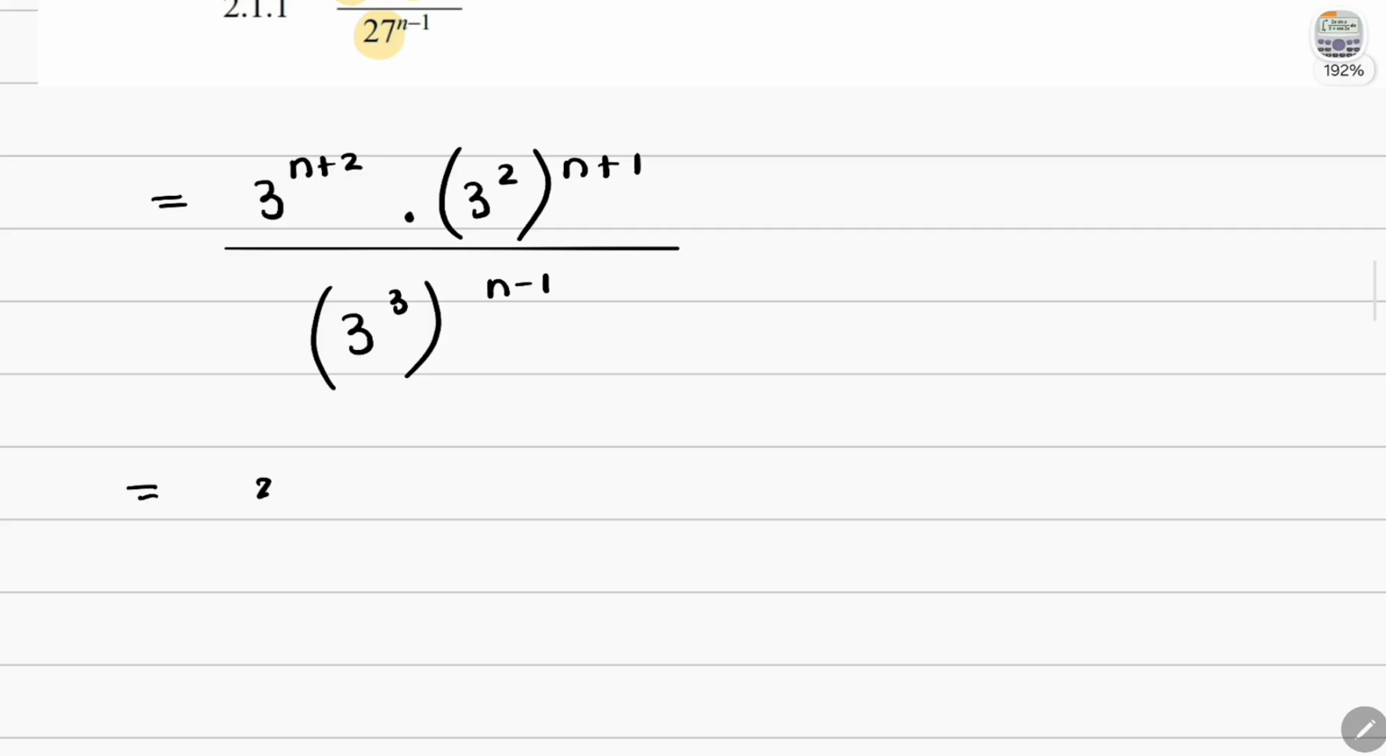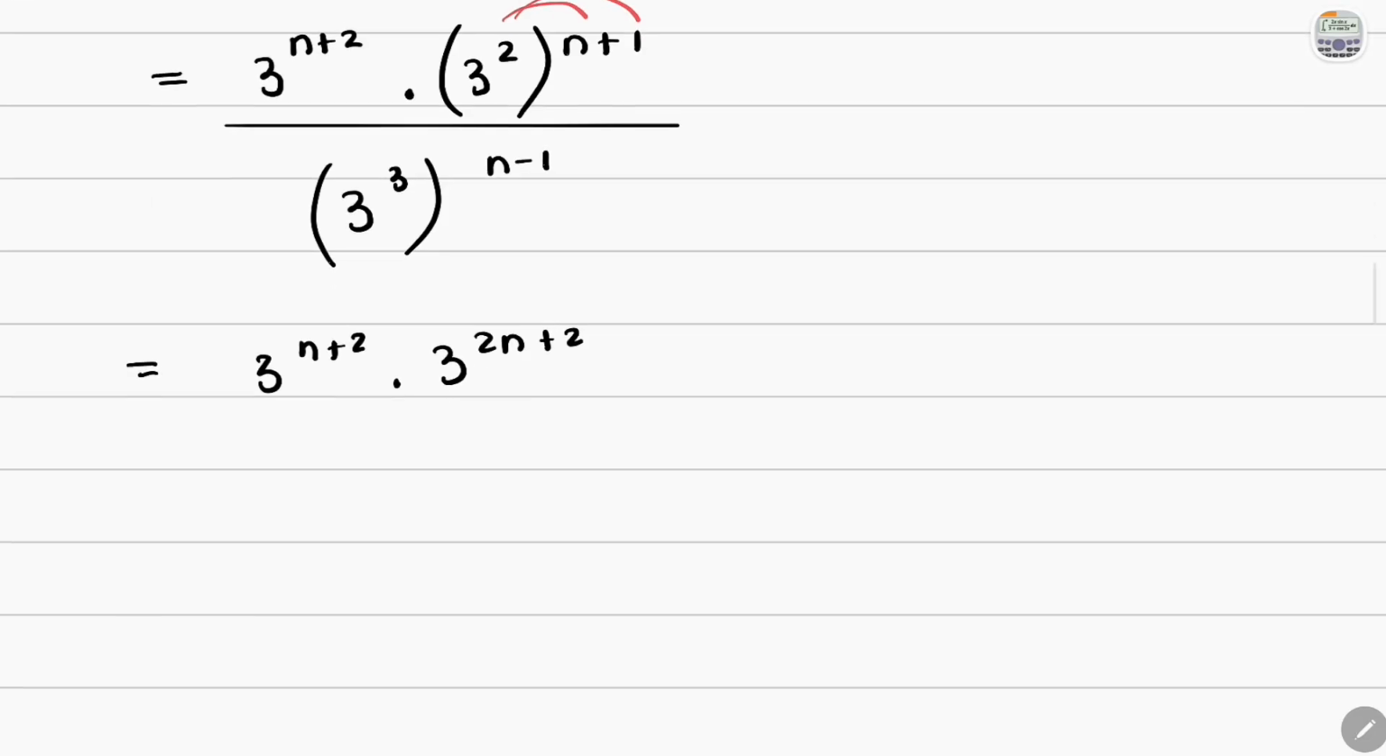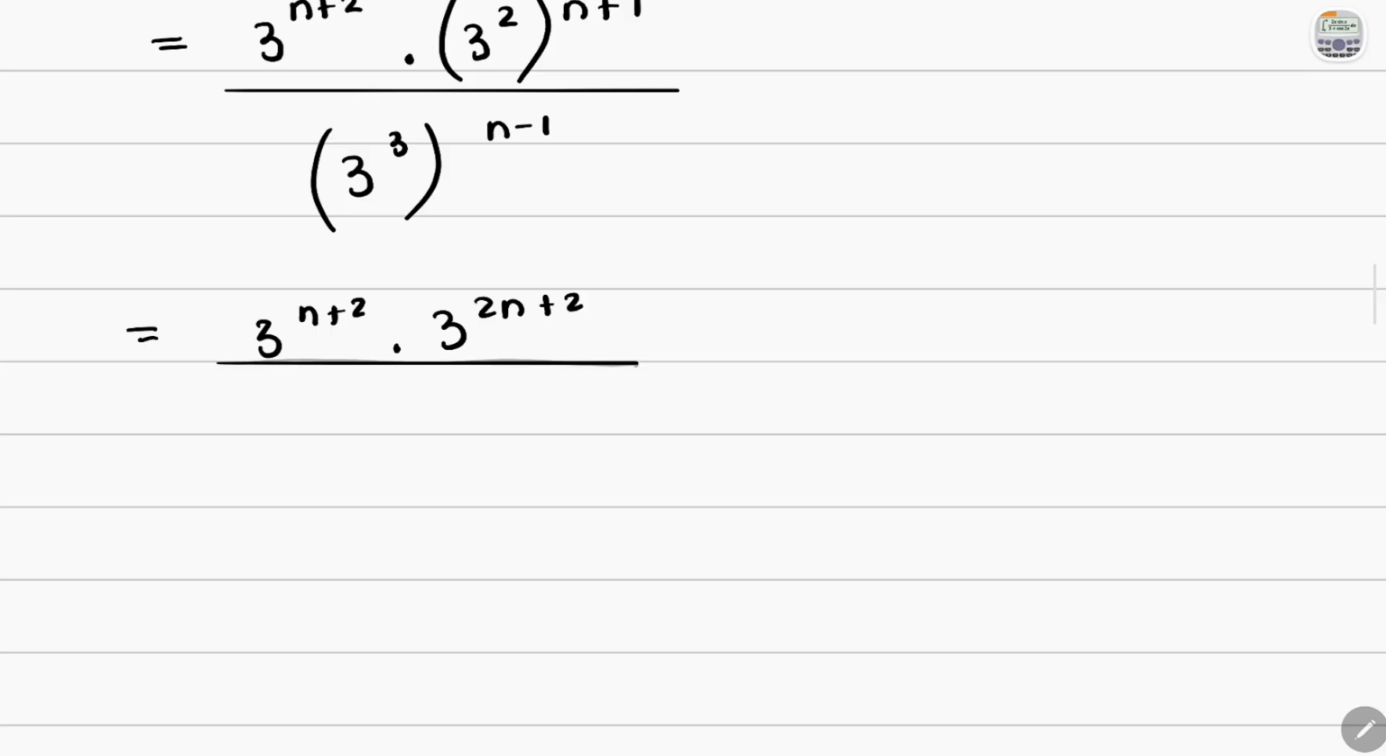So this is equal to 3 raised to the power of n plus 2 multiplied by, now you see here your exponents are going to multiply. If you're saying this entire base is raised to the power of exponents, the exponents will multiply. But you have 2 terms here and 1 term here, so the 2 is going to multiply to the n and the positive 1. So it becomes 3 to the power of 2n plus 2, and then all over 3 to the power of 3n minus 3.